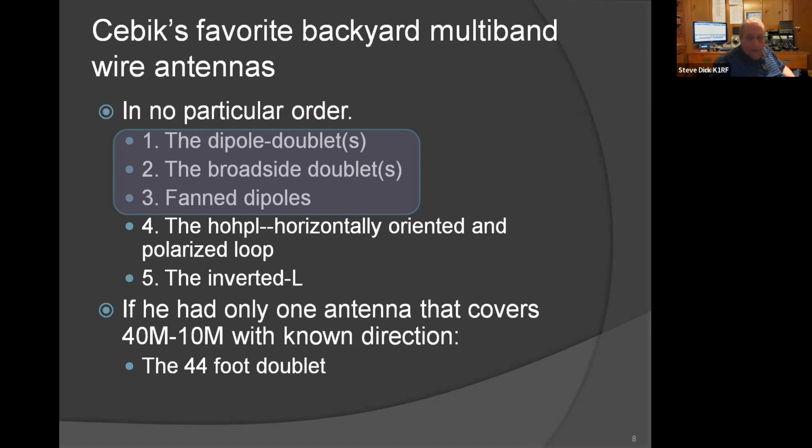The advantage of that one is all the radiation is in the same direction. The dipole doublet has lobes. As you go up in frequency, you develop more and more lobes. He also likes the fan dipole because it has nice low SWR across the band, and they radiate all in the same direction. It's suitable for use with a triplexer, or if using a triplexer at Field Day. Then there's the loop antenna, which he likes a lot, and the inverted L. And if he only had one antenna, he likes the 44-foot doublet, covering 40 to 10 meters with no known direction.